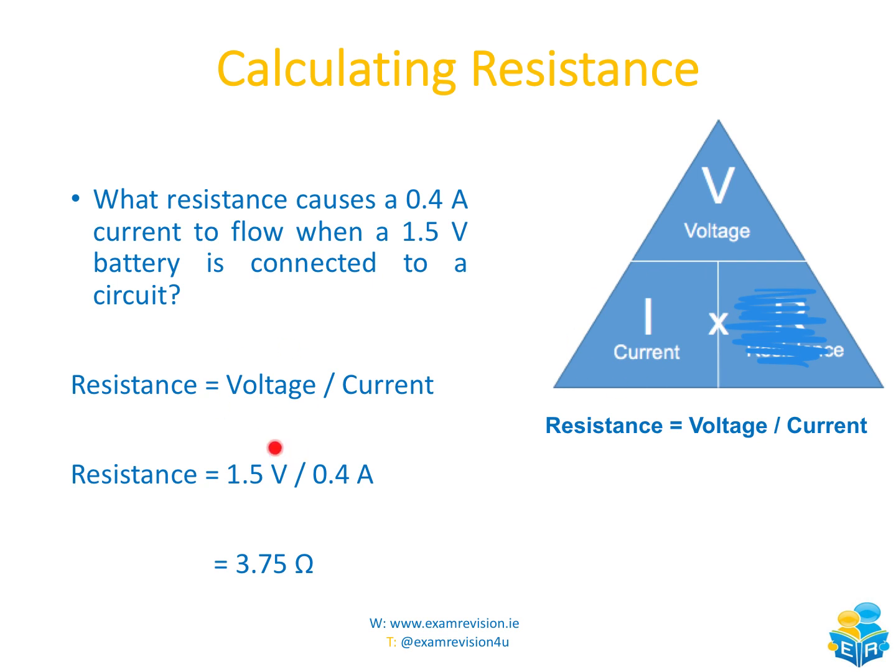We were told the voltage was 1.5 volts. We were told the current was 0.4 amps. Divide 1.5 by 0.4, and you get 3.75, not forgetting our unit for resistance is ohms. Use the omega symbol.